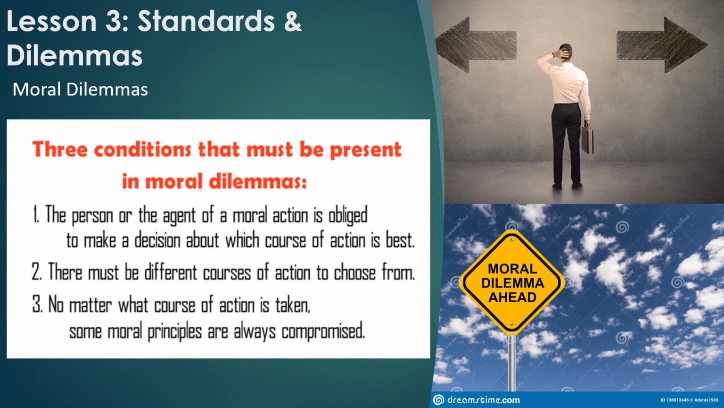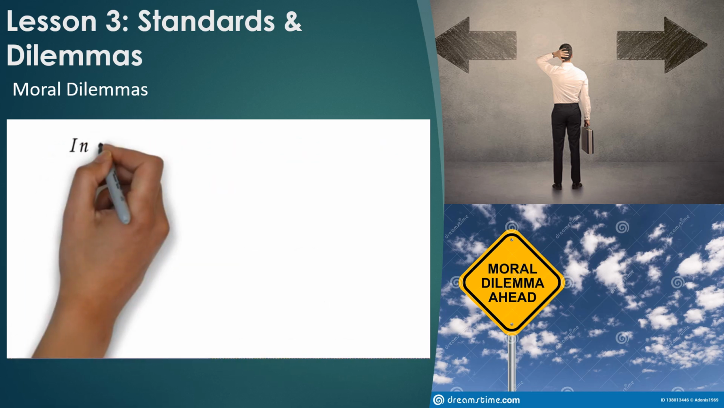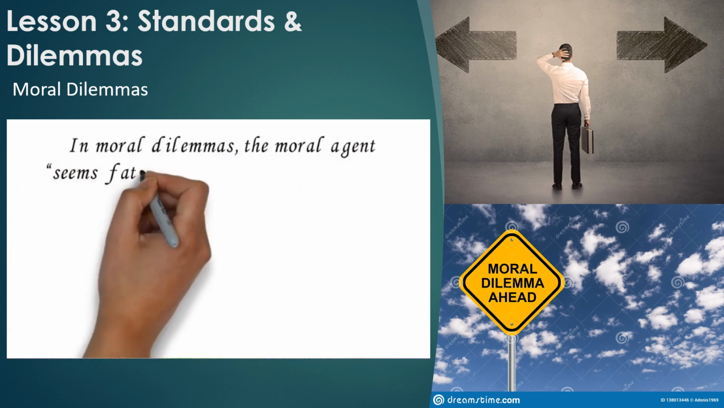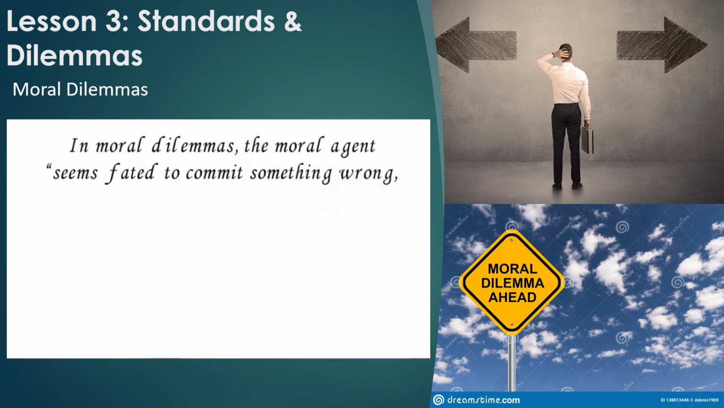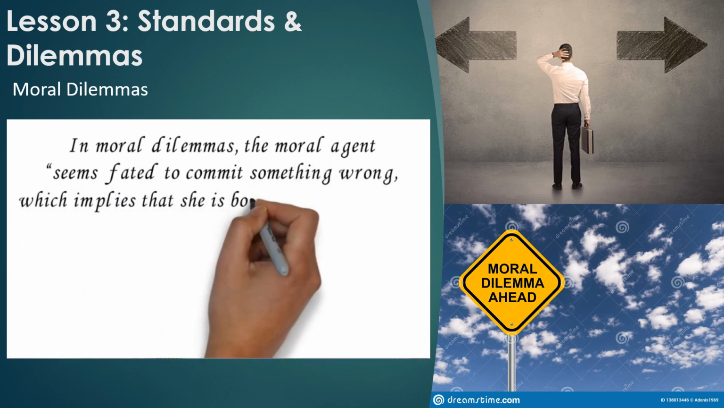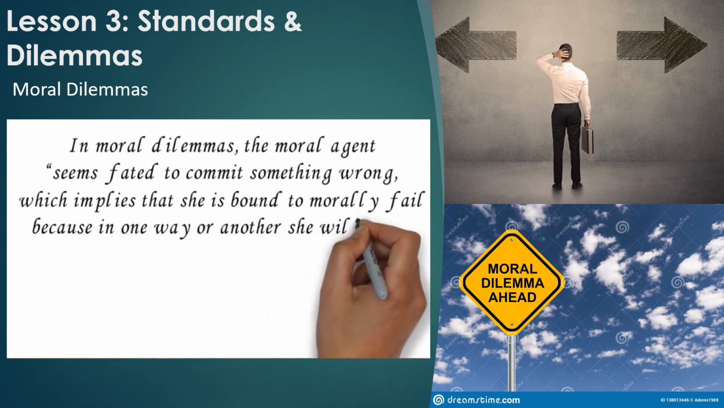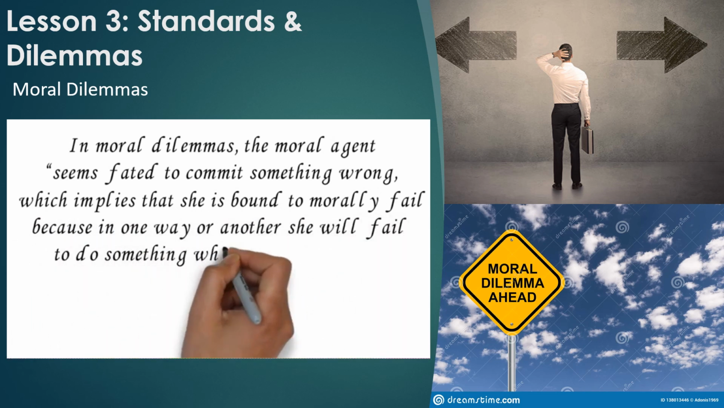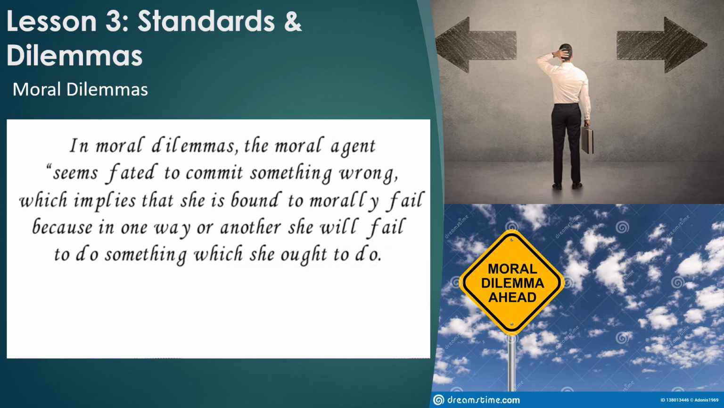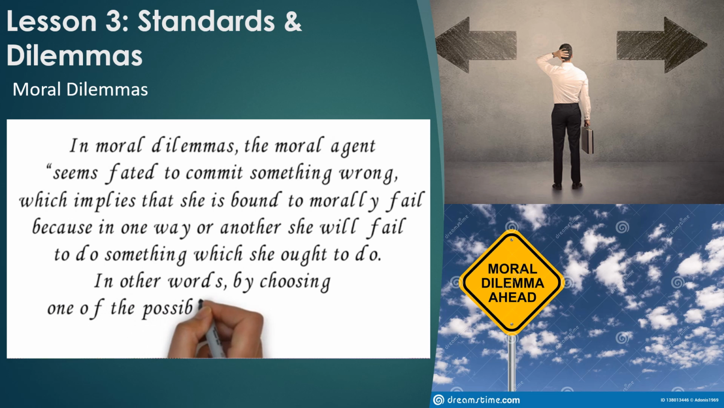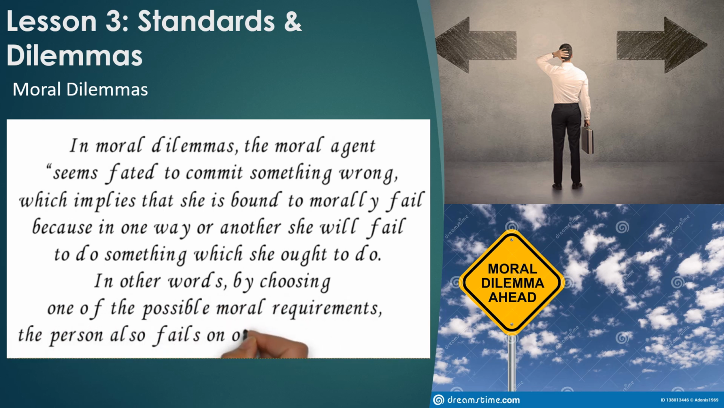And for this reason, according to Benjamin Labastine, in moral dilemmas, the moral agent seems fated to commit something wrong, which implies that she is bound to morally fail, because in one way or another, she will fail to do something which she ought to do. In other words, by choosing one of the possible moral requirements, the person also fails on others.